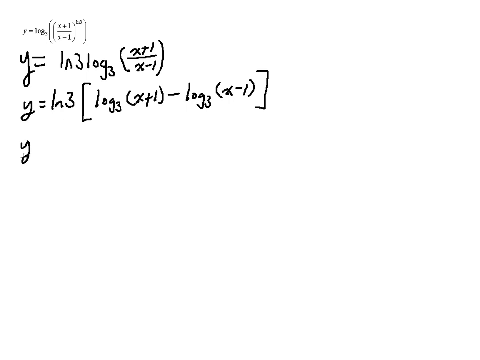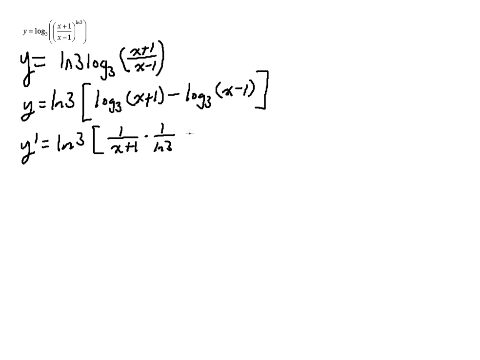Y prime equals, this is a constant, so we'll just leave that ln of 3 out front. The derivative of log base 3 of x plus 1 is 1 over the argument, so 1 over x plus 1, times 1 over the ln of the base, which is 3, and then times the derivative of the argument. The derivative of x is 1, the derivative of 1 is 0, so we don't even need to write that.